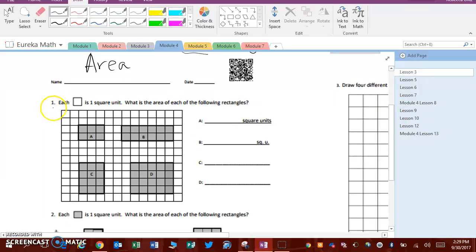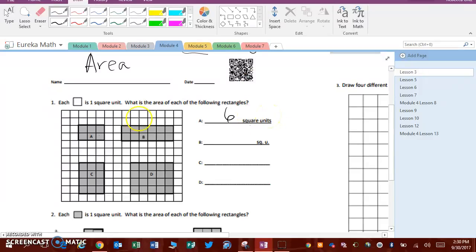So number 1 says each square is 1 square unit. Makes sense, right? Because they're squares. What is the area of each of the following rectangles? Let's look at rectangle A. To find the area, we just count up how many squares are within this gray and black line border. So count up rectangle A. How many squares are there? 6, right? So we go over here and we put 6 square units is how we label our area answers. Okay? Because each thing is called a unit, and these happen to be squares, so they're square units.